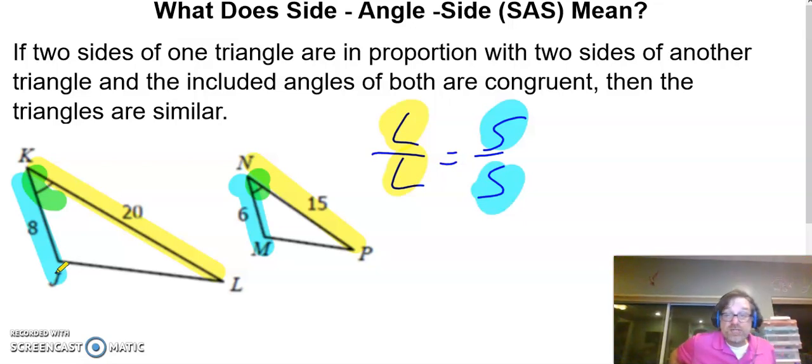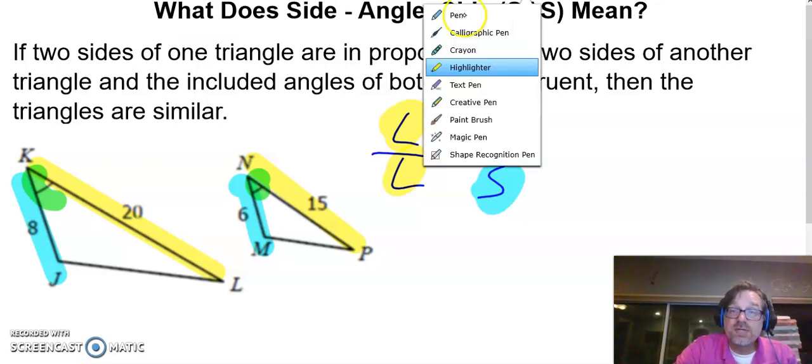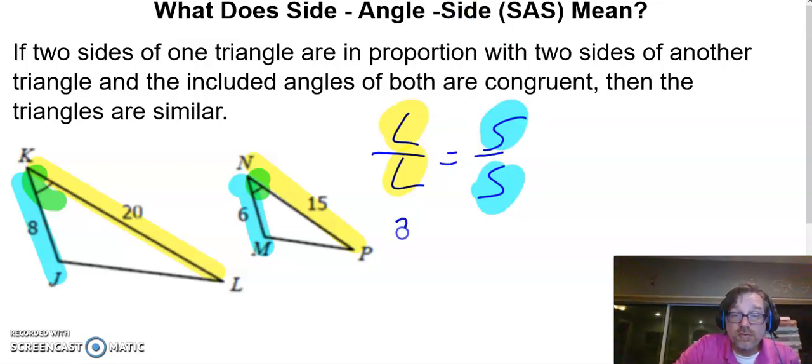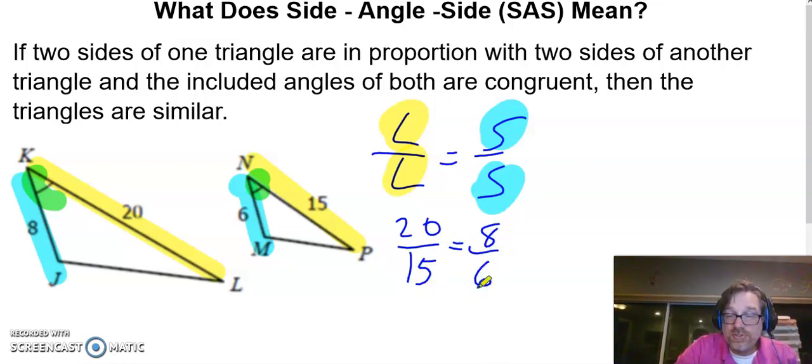I got the angle between the two highlighted sides. That's always a good start for side, angle, side. Now let's see, are my fractions the same? So I'm going to do yellow over yellow, 20 over 15. I am working left to right, so the next fraction also has to be left to right. And then I see what both of these reduce to.